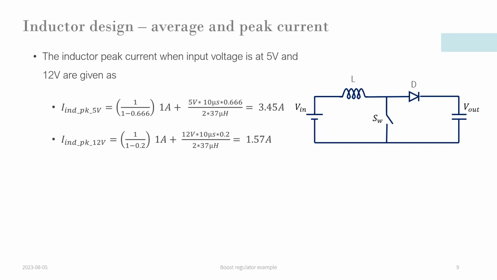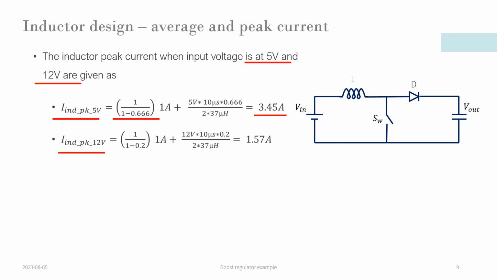As we have two duty cycles, one with low input voltage and one with high input voltage, let us calculate inductor peak current value for those two values. So, at 5 volt input, duty cycle is 0.66. With this value, we get 3.45 amps.